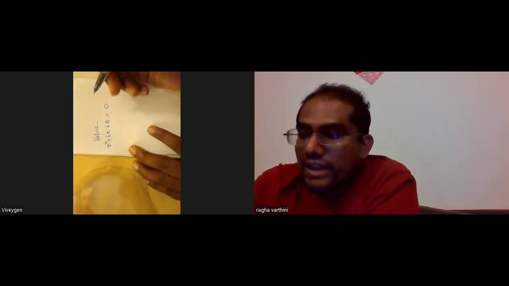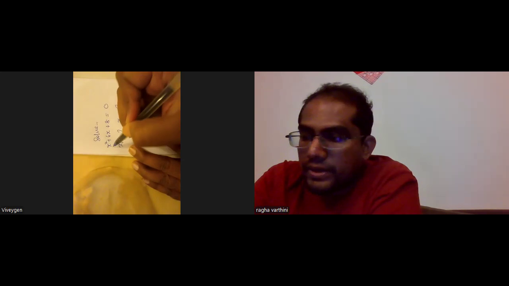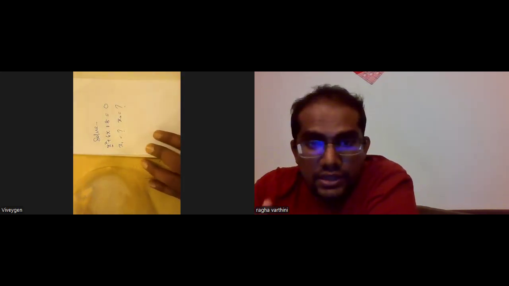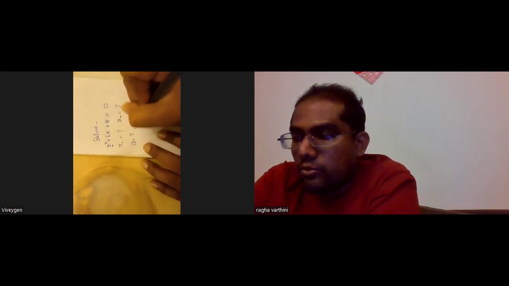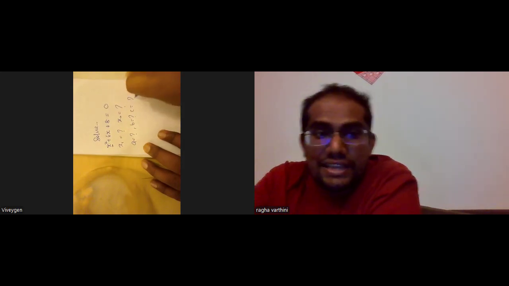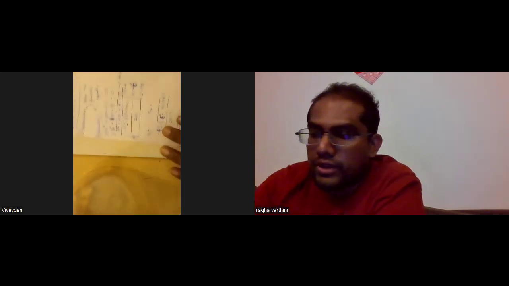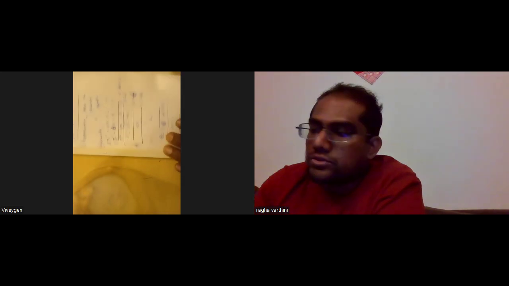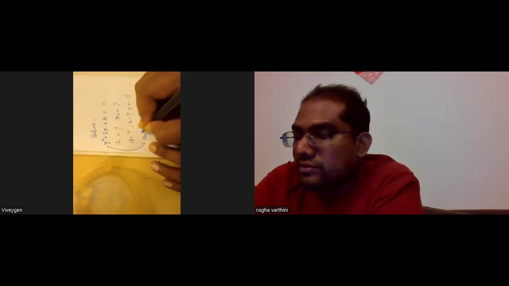If they ask you to solve, you need to find two values of x. Why two values? Because the maximum power of x is 2, right? So you have two values of x. To find the two values of x, first you need to find what is A, what is B, and what is C. Then only you can use this formula. Understand? So to find A, B, and C, you need to compare this with the general formula.